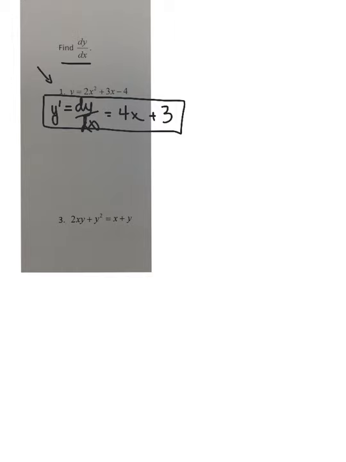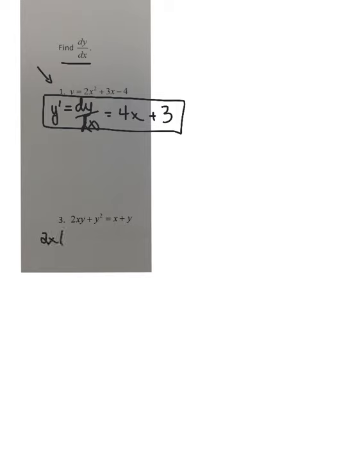So I'm going to look at this first term right here, and I see that I have product rule. I'm going to group the 2 and the x as 1, and then I'm going to have that be multiplied by the y. So here we go, product rule. I'm going to take the first times the derivative of the second.